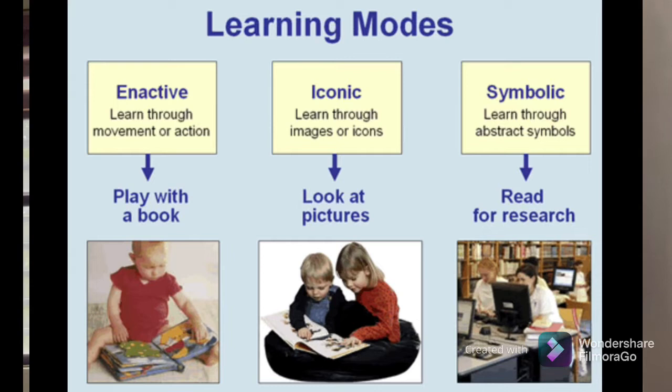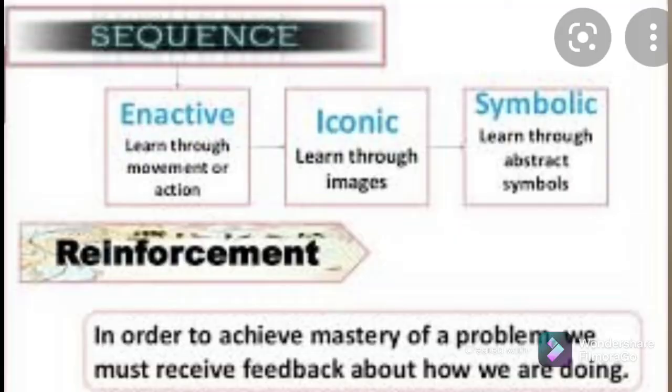Next, after enactive representation, we have the second, which is called iconic representation. Iconic representation happens when learning is obtained through using models and pictures. So it is very important that models and pictures be used. The use of them is very important in the teaching and learning process.